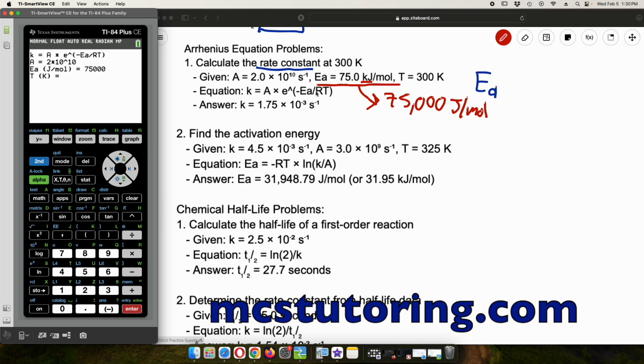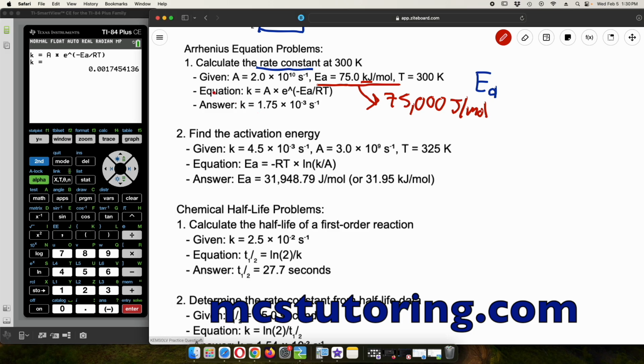Okay, and then temperature is 300K, temperature in kelvins. So we're going to go 300. And then we get 0.00174. So that would be 1.75 because we move the decimal 1, 2, 3 to the right. So that would be 10 to the negative third. So 1.75 times 10 to the negative third. And then units is like per second. So it would be the number, and then second as the denominator.